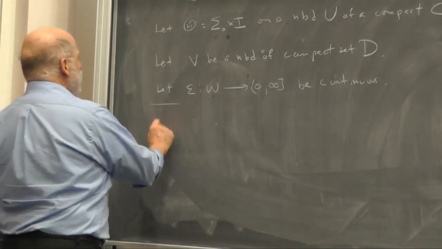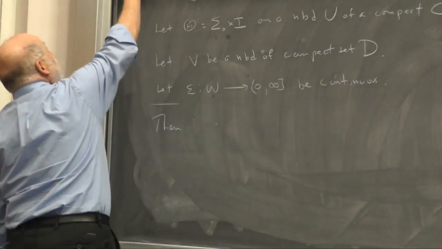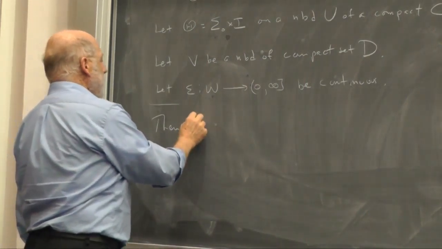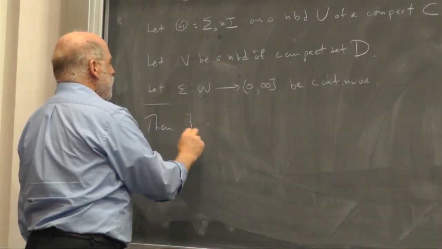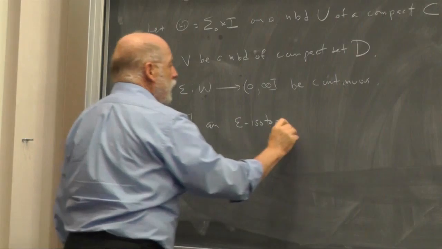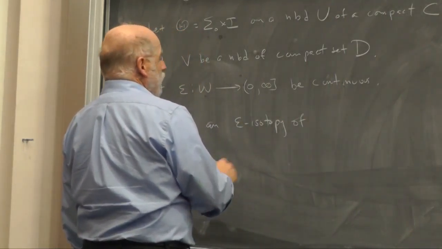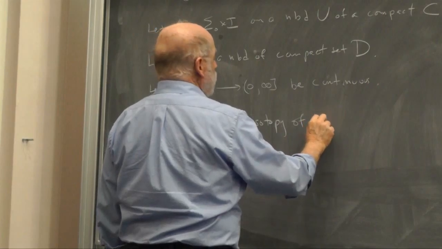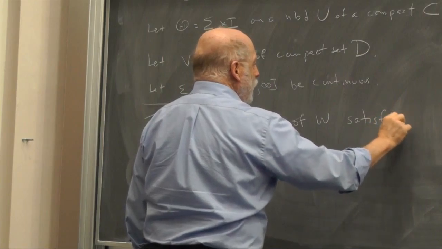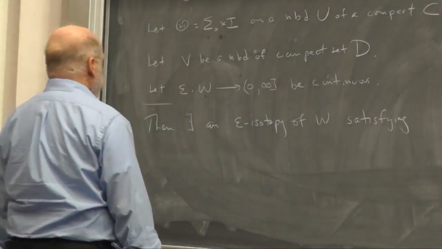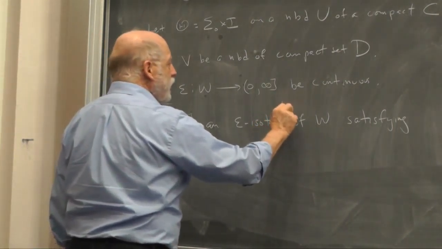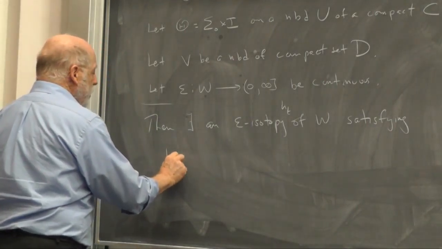All right, the conclusion of the theorem statement is then: there exists an epsilon isotopy of W, H of t, satisfying the fact that H_0 is the identity.